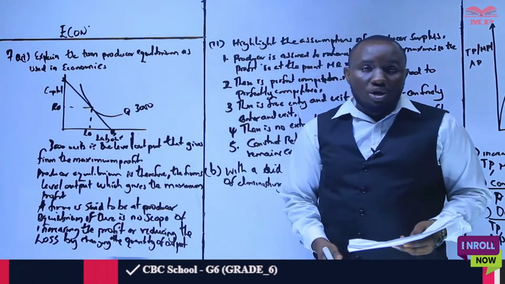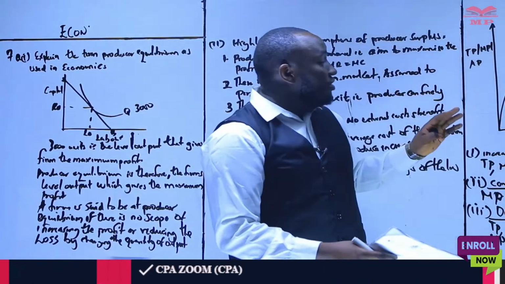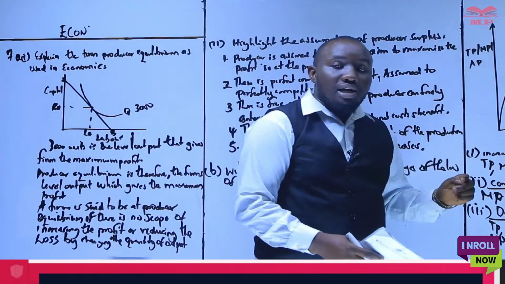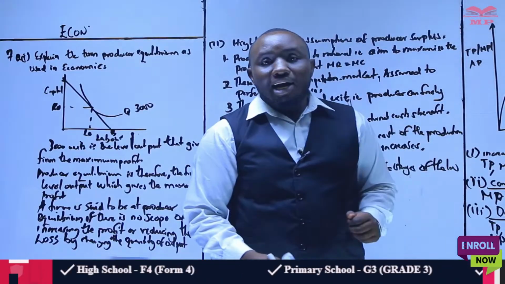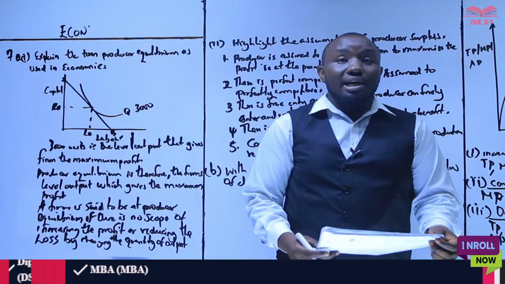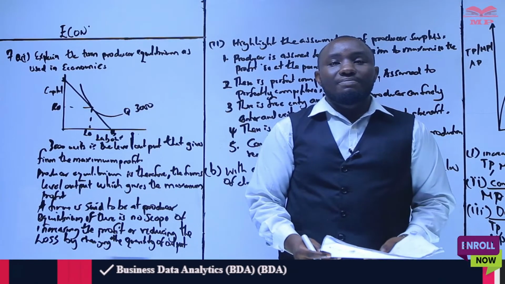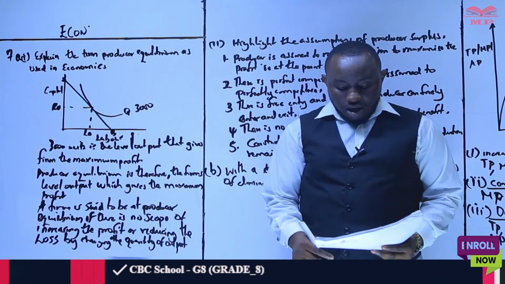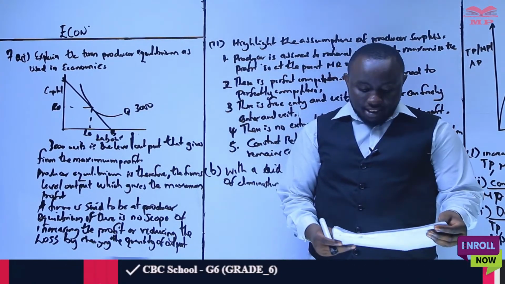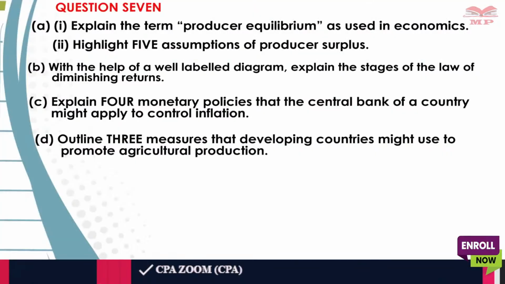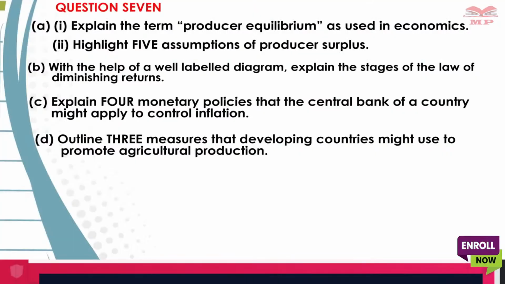On shortcomings or limitations of the law of diminishing return, that is how we particularly handle that specific question. We proceed from the next question. That is question 7, Roman C.